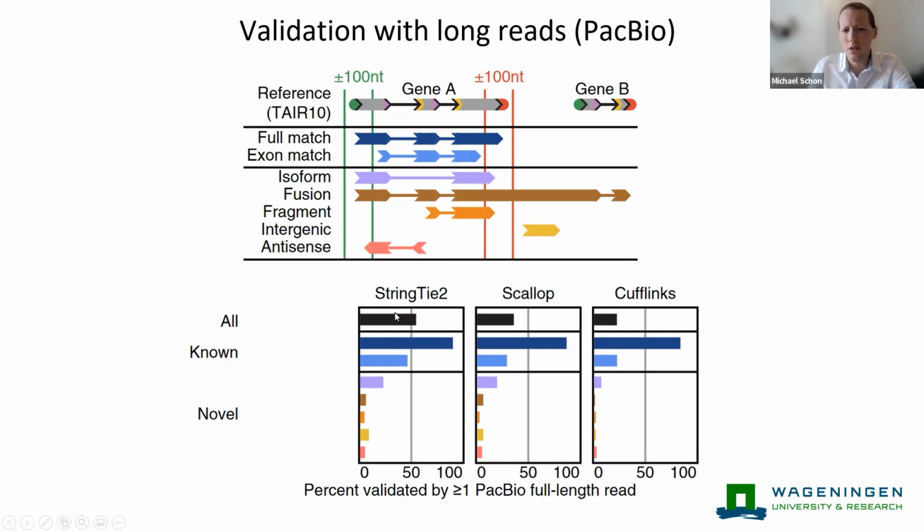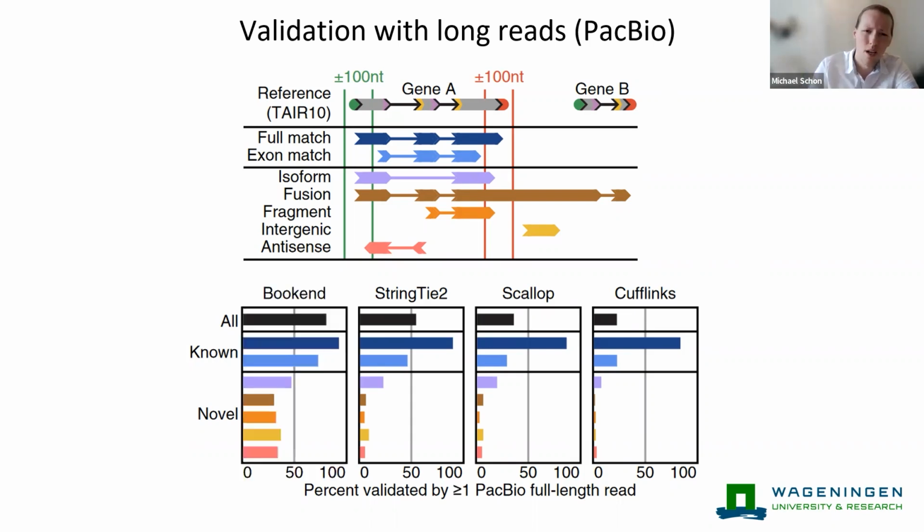And we can see that StringTie 2 performs the best, but only a little over half of its transcript isoforms were supported by PacBio reads that were generated from the same tissue. And if we compare that to Bookend, we get about an 80% validation rate across all transcripts.